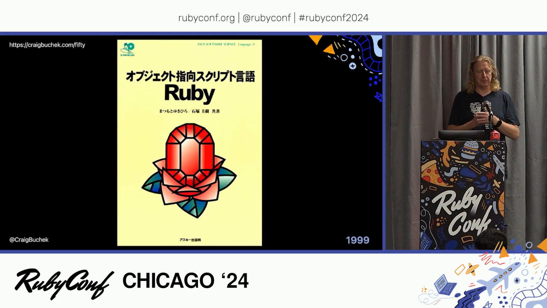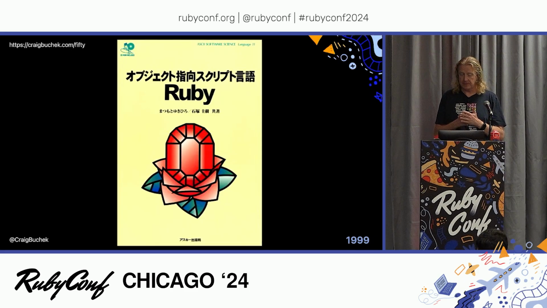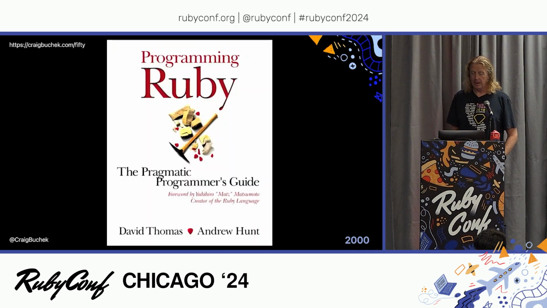1999, the first Ruby book was published. It was written by Mats and Keiju Ishitsuka. It's in Japanese. The English translation of the title is The Object-Oriented Scripting Language Ruby. In 2000, there were 20 more Ruby books in Japanese. And by the end of 2000, Ruby's more popular in Japan than Perl or Python.